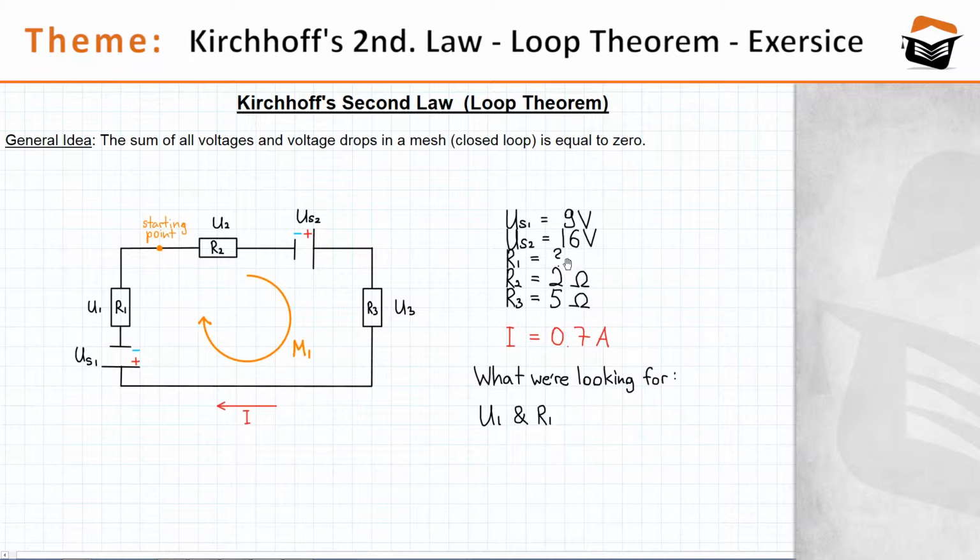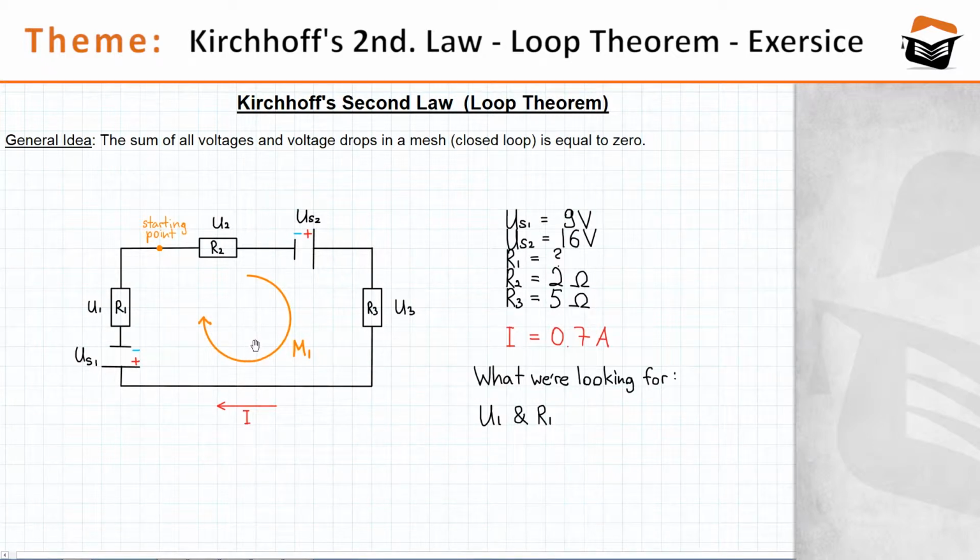For example, we have the source voltages, 9 volts and 16 volts respectively. We have the resistance values of the resistors. R2 is 2 ohms and R3 is 5 ohms. And we also know the current that flows through the subcircuit, and that current is 0.7 amps. And the direction of current coincides with the clockwise direction of the mesh.